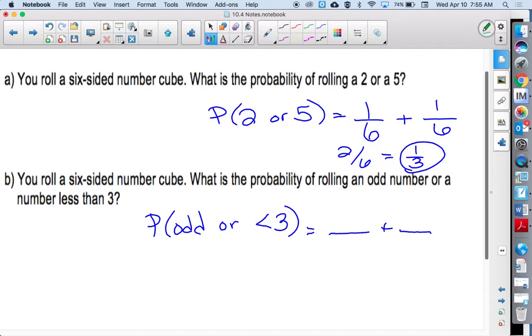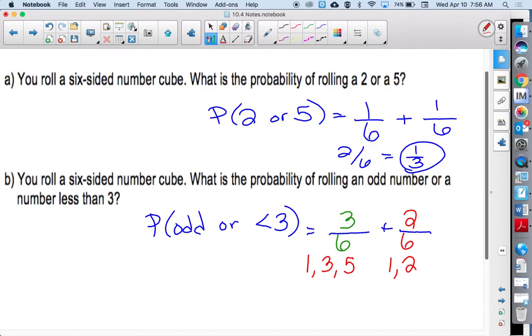So Connor, how many numbers are odd? How many numbers are less than 3? 2. So the odd numbers are 1, 3, and 5. The numbers less than 3 are 1 and 2. Is there any overlapping?